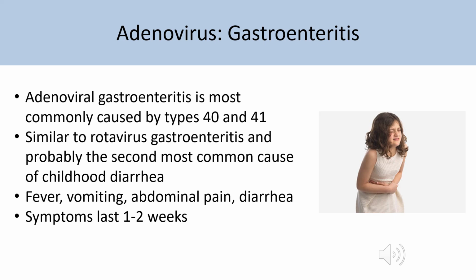Gastroenteritis due to adenovirus is quite common. The types 40 and 41 are usually responsible. It is perhaps the second most important cause of viral diarrhea in young children. And the presentation is typical: fever, vomiting, abdominal pain, and diarrhea, and usually lasts about 1 to 2 weeks.